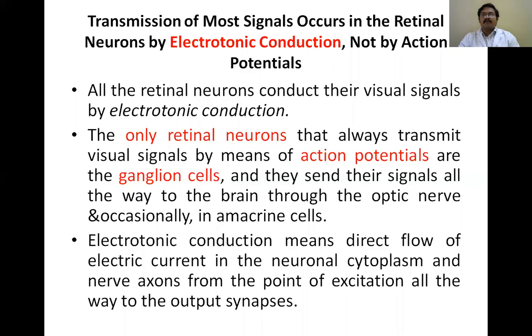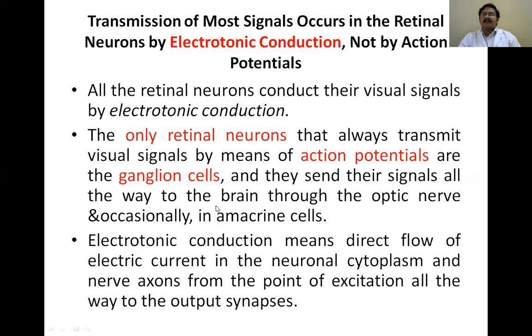Already when we discussed the photochemistry of vision, we discussed that it is a characteristic produced with hyperpolarization. All retinal neurons conduct their visual signals by electrotonic conduction. That is an important characteristic in the neuroretinal circuits. The only retinal neurons that transmit the visual signals by action potential are the ganglion cells. We discussed a few slides before that the only cell which transmits the impulse by action potential is the retinal ganglion cell. The remaining cells use electrotonic conduction.